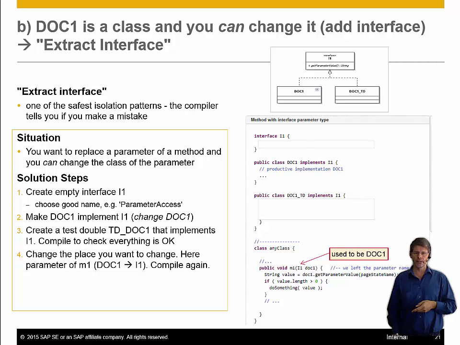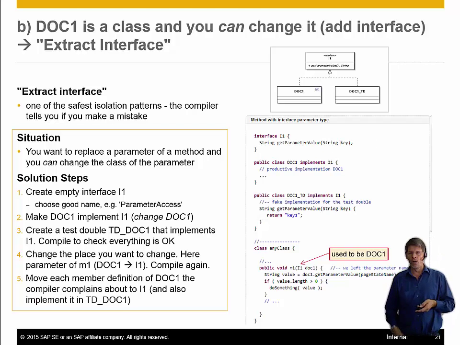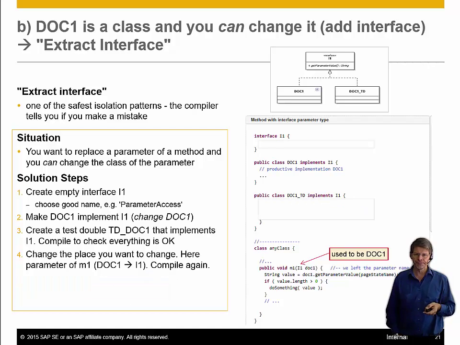You compile again, it should work fine, because now doc1 implements the interface. But you may get errors. Why? Because if you look down, let's look down. If you see I1 has no method in it, right? And so the test double doesn't implement anything.